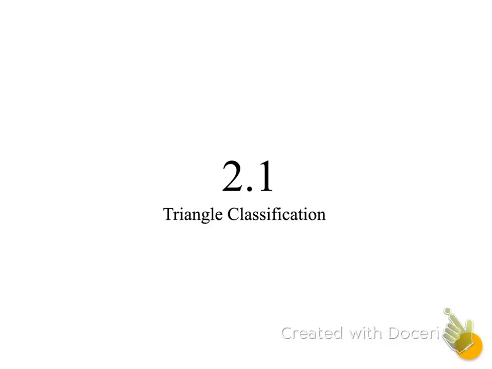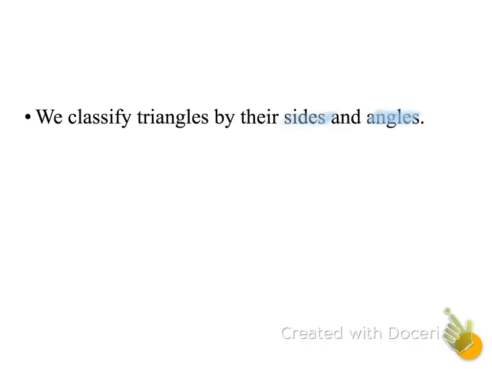Okay, in 2.1 we're going to be talking about triangle classification, so we're just going to be talking about how we name different triangles. To classify triangles, we're going to name them by their sides and their angles.